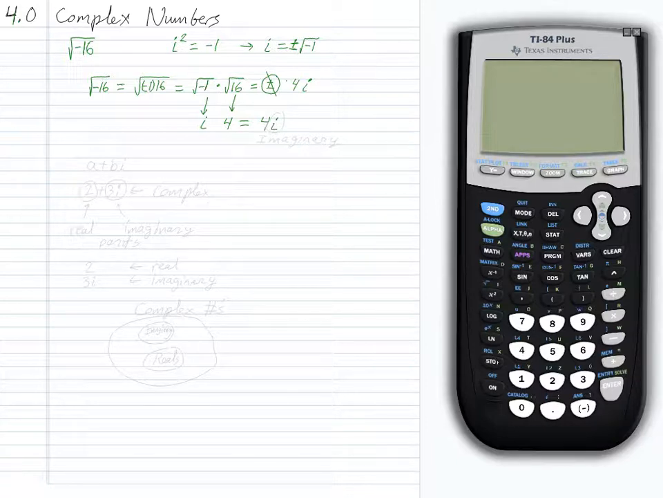We describe any number involving this unit i as either complex or imaginary. This particular number, 4i, is imaginary. If you read the definition just below the definition of the imaginary unit, it says that any complex number is a number that can be written as a plus bi, where a and b are both real numbers. So something like 2 plus 3i would be a complex number. This number has two parts. We have the real part and the imaginary part.